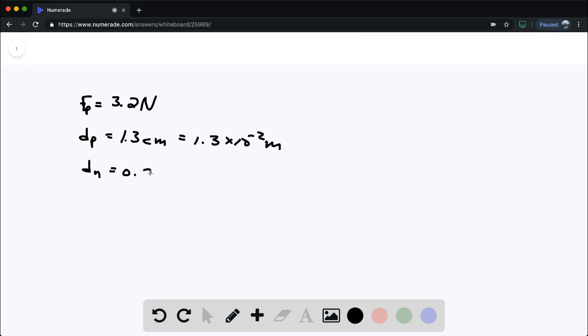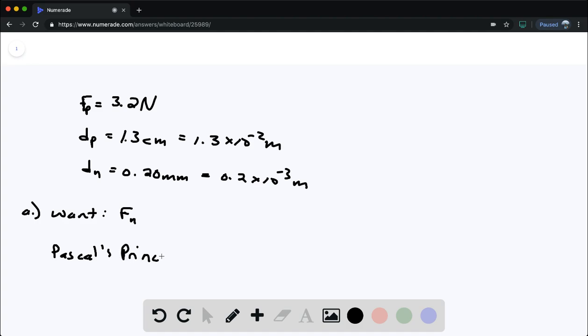It's 0.20 millimeters. So 0.2 times 10 to the minus 3 meters. And in part A, we want to find the force leaving the needle, which is a little Fn. To answer this, we can use Pascal's principle.